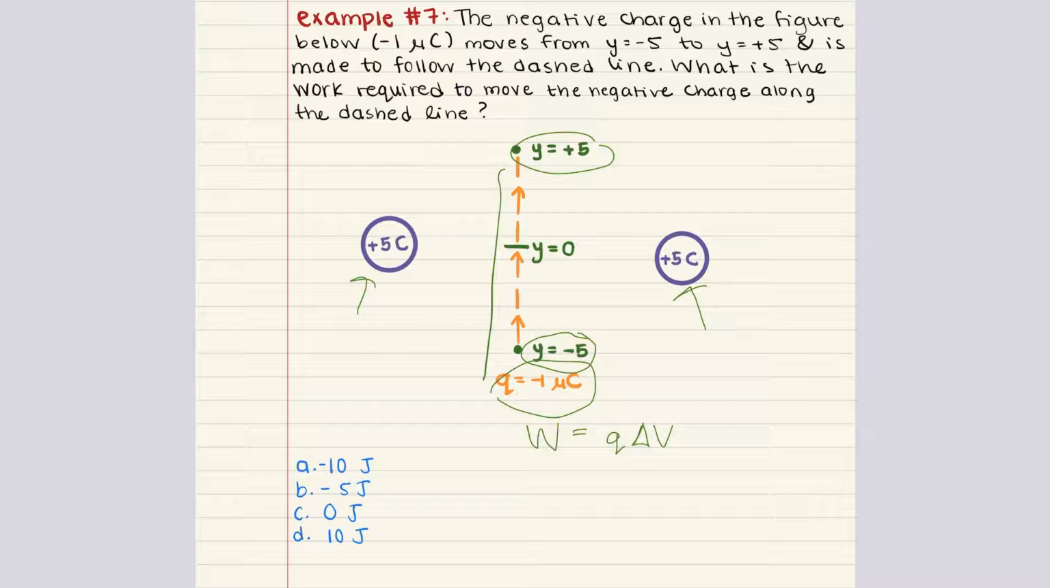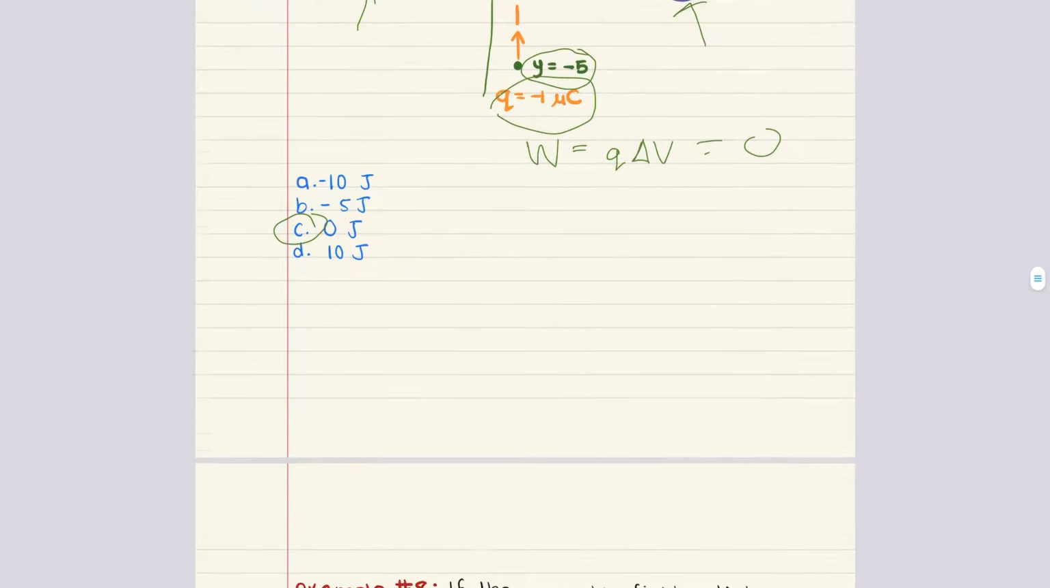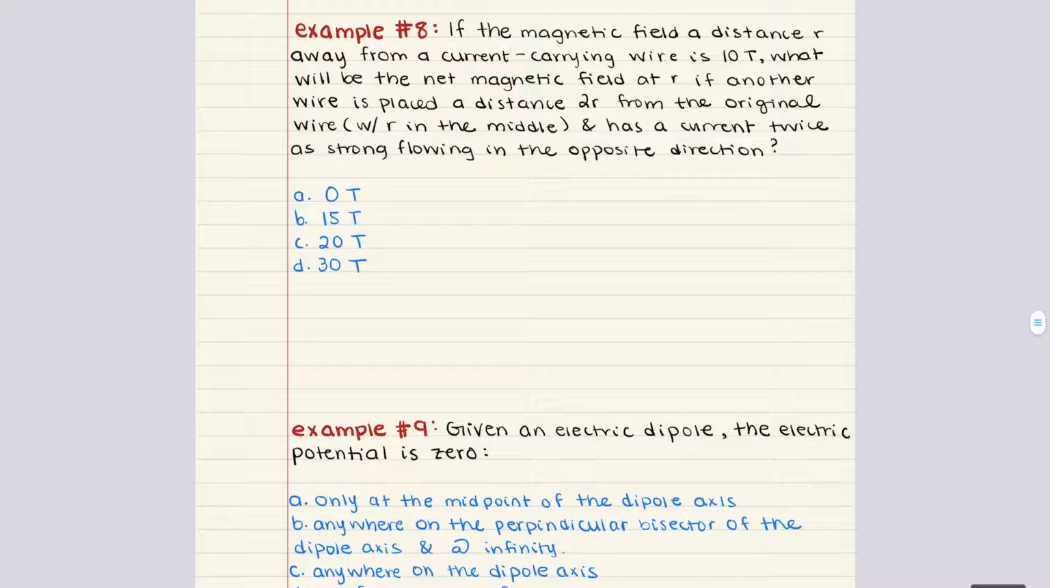Without any change in potential energy, the work done to move the charge along this path is also 0. So the work required to move the charge along the dashed line is 0 joules, and the correct answer for problem 7 is C. Now let's do problem 8.